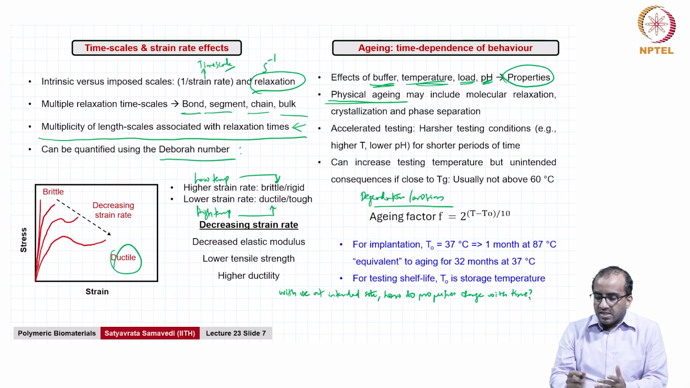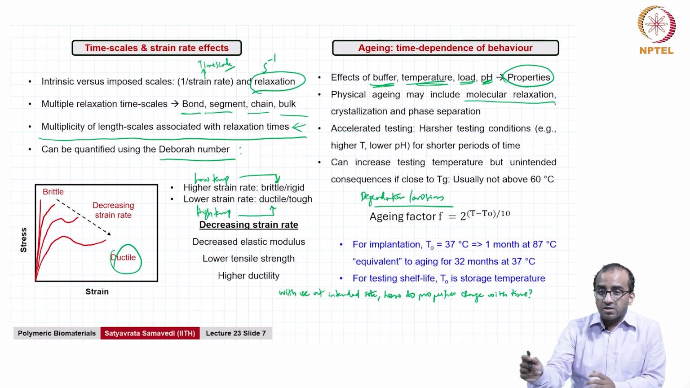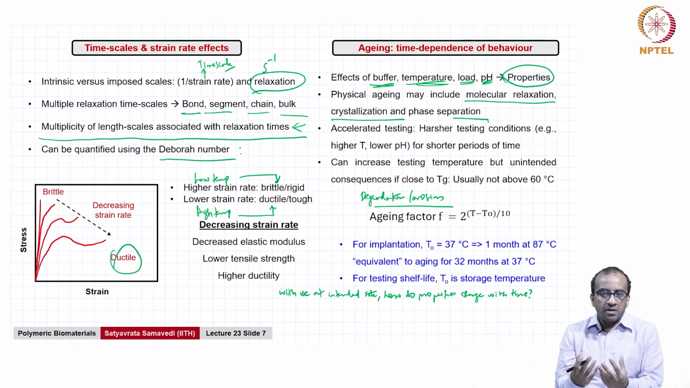And some examples of physical aging may include natural processes within the material, within the polymer, such as molecular relaxation. You can have crystallization, you can have phase separation. One example of this could be, let us say you take a polymer that has a drug loaded into it.